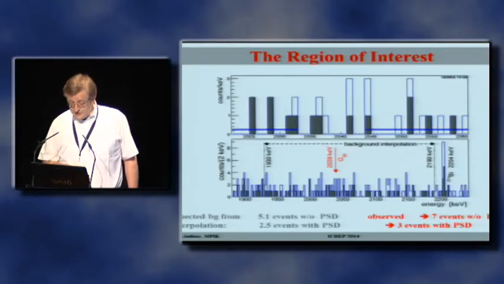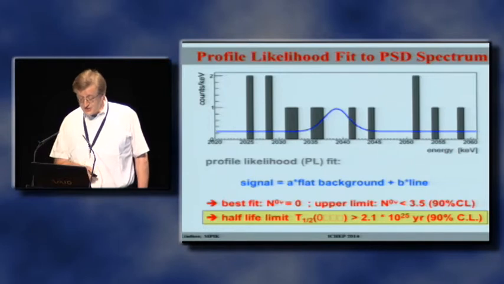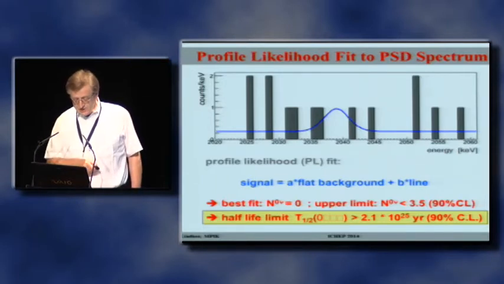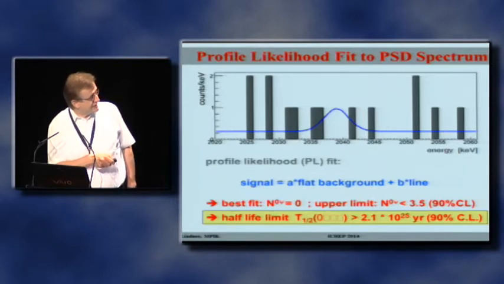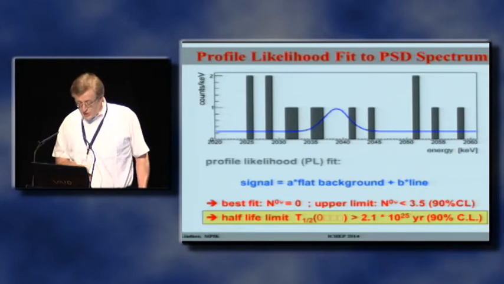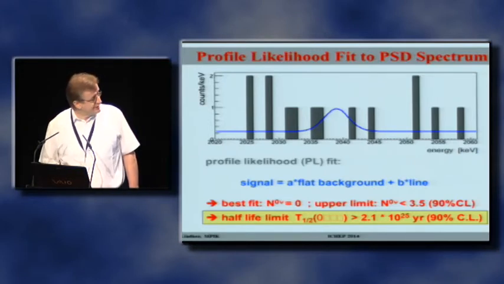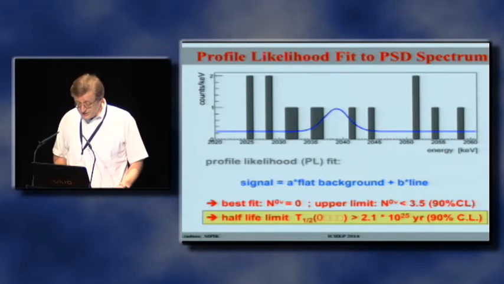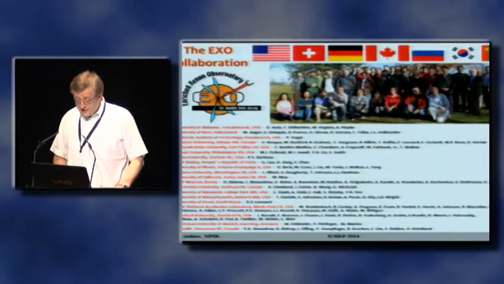That's the result, and then you transform it in a profile likelihood analysis into a statement. You say what you see in this regime is interpreted by A times a flat background signal plus B times a line, you fit the coefficients. And the best fit is actually no excess, which means there's a new upper limit on the half-life of the neutrinoless double beta decay of germanium. That's as it goes. The next result comes from the EXO collaboration.